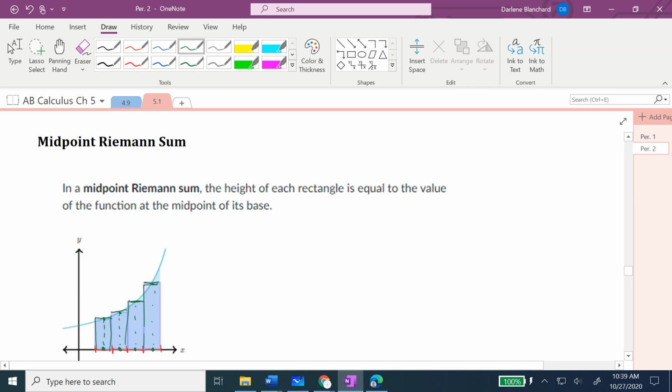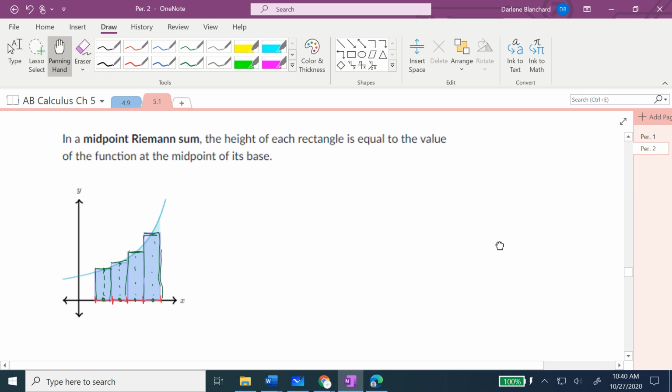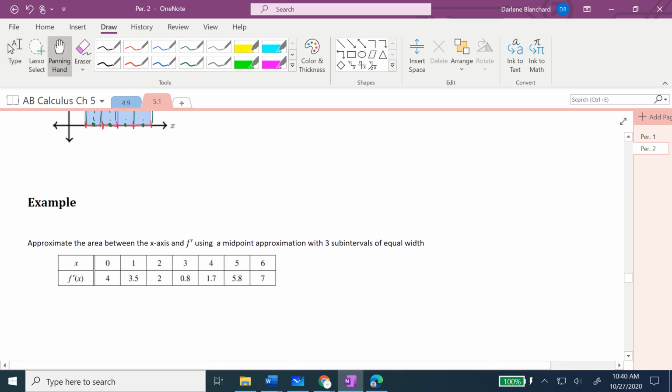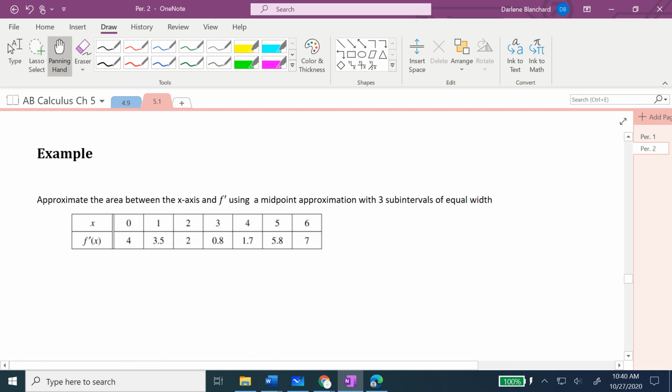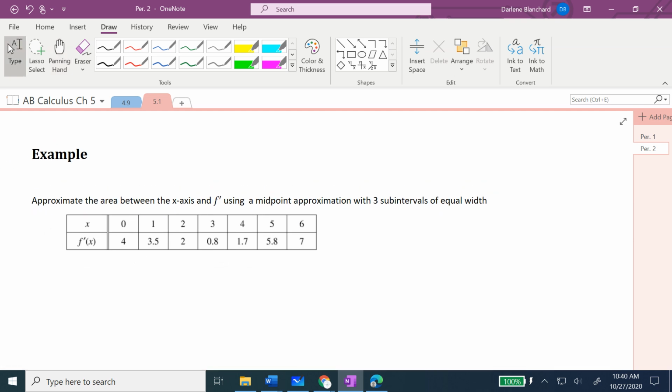And I've got a quick example set aside for midpoint Riemann sum, because from what I've seen, they'll typically give you a table, and it'll be a table that's got a good amount of data, because it takes a good amount of data to get the midpoints. So let's read this problem.